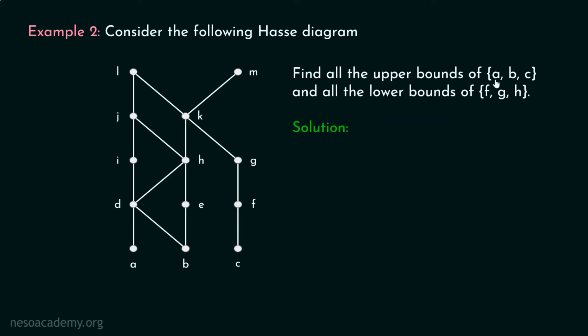First, we have to find the upper bounds of A, B, C. Consider these 3 points A, B, C in this Hasse diagram. Here we have to find the upper bounds of this particular subset. You can see that D cannot be the upper bound of this subset because C is not related to D. There is no path from C to D, right? Also, there is no path from C to E. Therefore, E cannot be the upper bound of A, B, C. And there is no path from B to F and A to F. Therefore, F can also not be an upper bound of A, B, C.